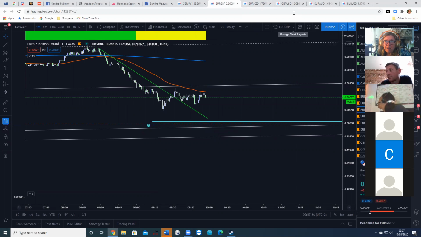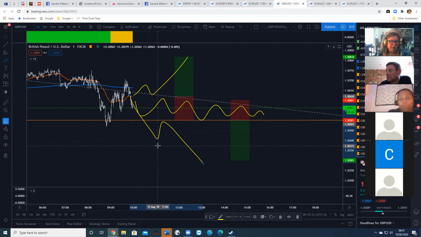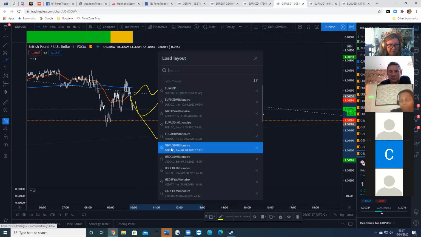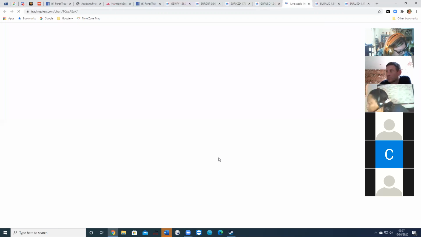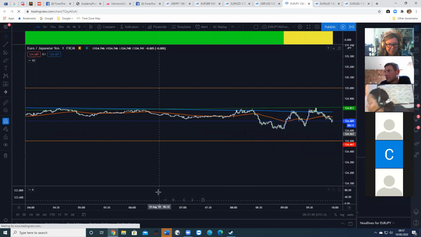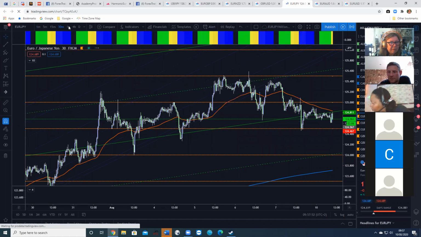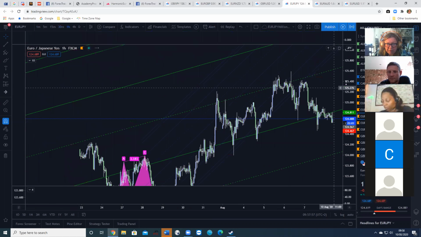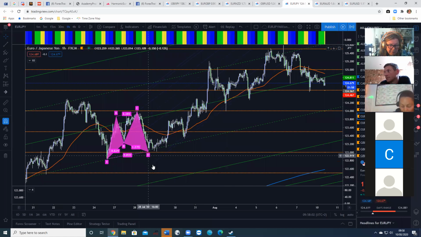Let's find something else to look at. GU is down as well. So normally if EU's going down, I'd expect GU to go up. No chart layout for USD CAD anymore. Euro JPY. Let's do the London pairs. So on Euro JPY, I can't remember when the last scan was on this one. I was using a scan from the 28th of July. That was my last one.